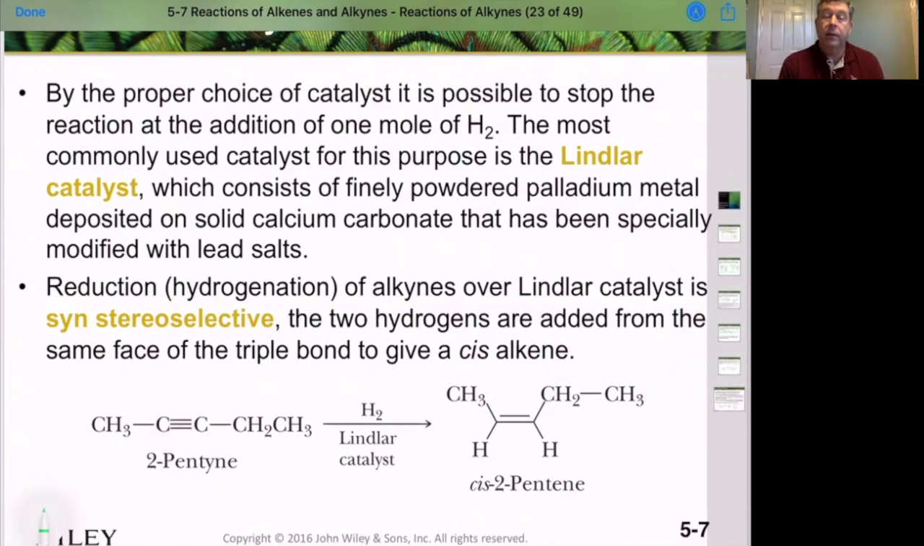Just like the regular catalytic reduction, it's still syn addition because we're still at the surface of a metal, but it's reduced reactivity, so it'll only add across a triple bond and not a double bond. And so we typically get cis alkenes out of this because the hydrogens are added to the same side. So we'll get cis alkenes stereospecifically using a Lindlar's or poisoned catalyst.